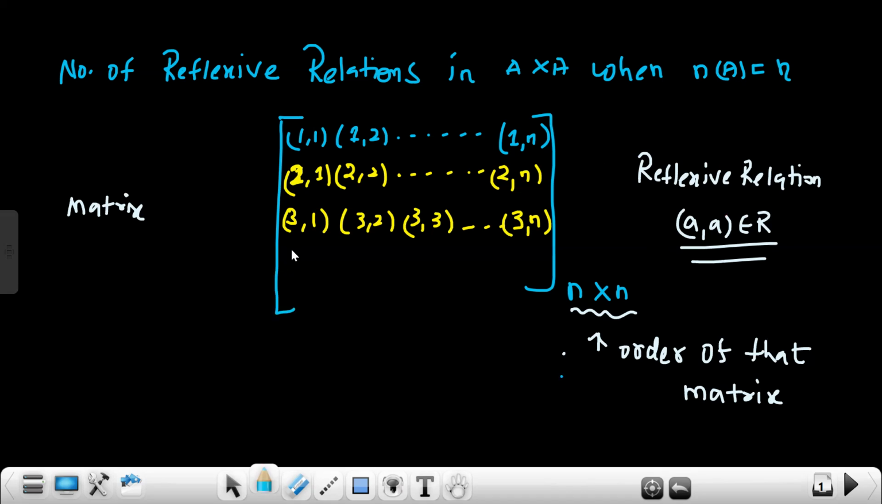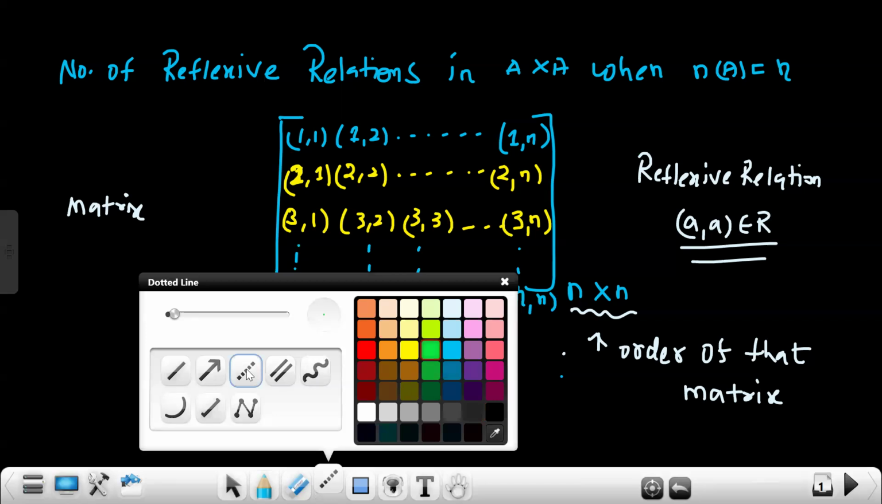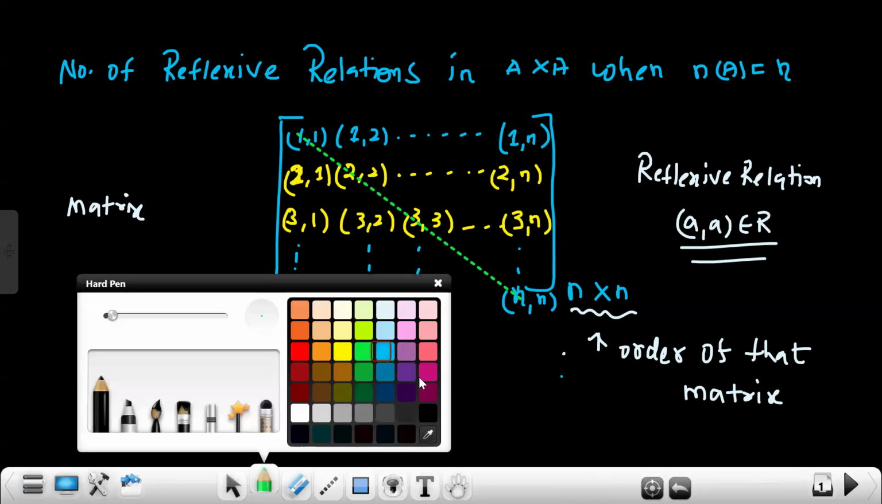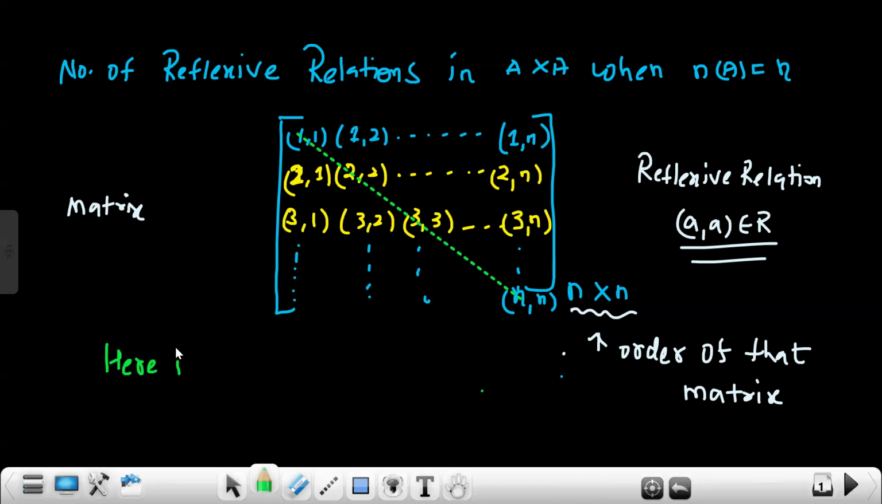So if we see here, this would be continued like this, up to n. So here it would be n cross n. If we see this diagonal here, in the diagonal we have n pairs. How n pairs? Because (1,1), (2,2), (3,3), (4,4), (5,5), up to (n,n). So we have a total of n pairs.